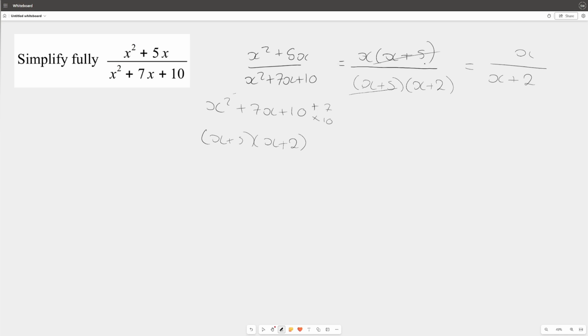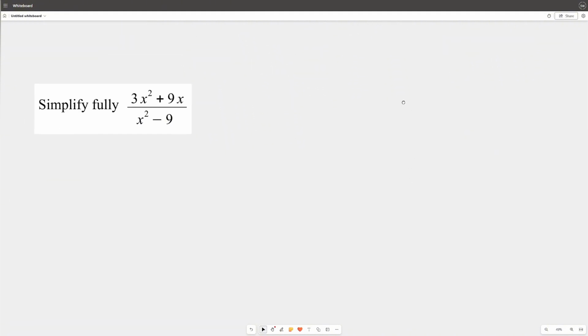You can imagine that as saying, okay, I'm taking x and multiplying it by x plus 5, and I'm then dividing it by x plus 5. So it doesn't really do anything, only the x plus 2 actually has an effect. So you can cancel the x plus 5 from both sides. Okay, that was a nice and quick example. Let's move on to the next one.